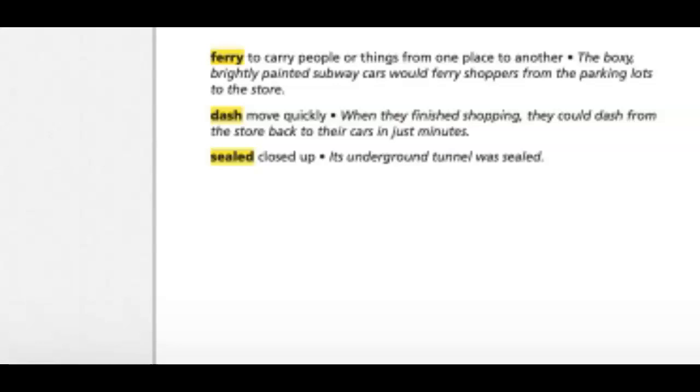And our last word is the word sealed. Sealed. The word sealed means closed up. In our story, the word sealed is used when it says its underground tunnel was sealed. That means that it's saying the underground tunnel was closed up.